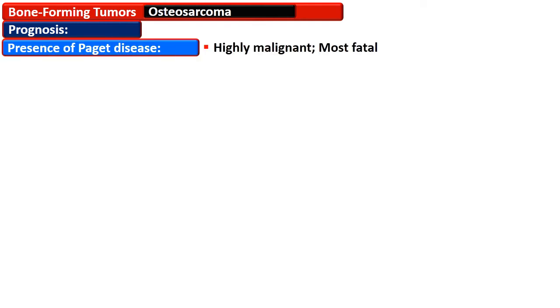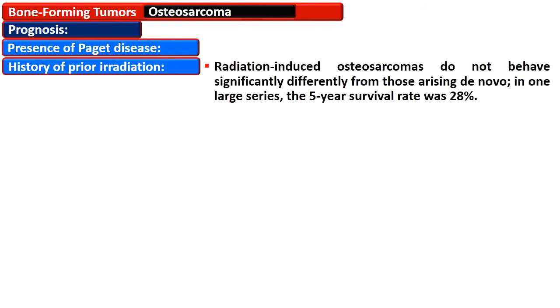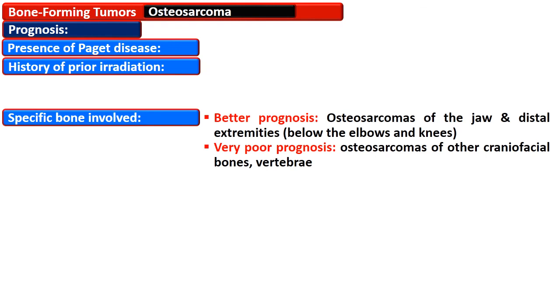Regarding prognosis of the osteosarcoma, age, sex, and status of pregnancy do not affect the prognosis. But if the osteosarcoma is associated with Paget's disease, it is highly malignant and mostly fatal. If there is history of prior radiation, the survival is about 28%.